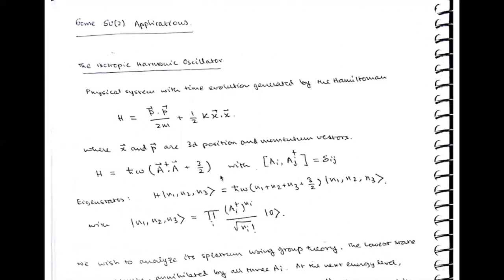So this is a physical system with a Hamiltonian that is given by this. We are in 3 dimensions, so these x and p are 3D position and momentum vectors. We could write them in terms of harmonic oscillator creation and annihilation operators, and we are going to label these as big A's.